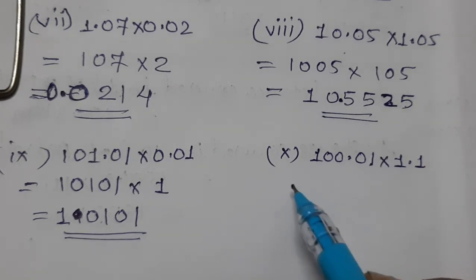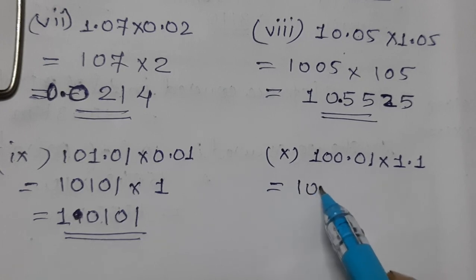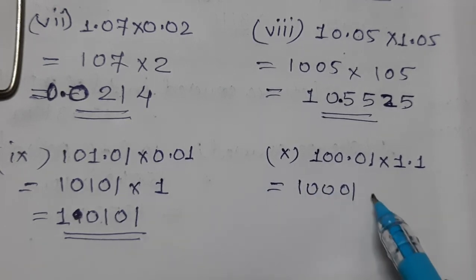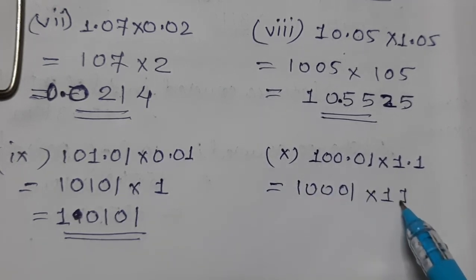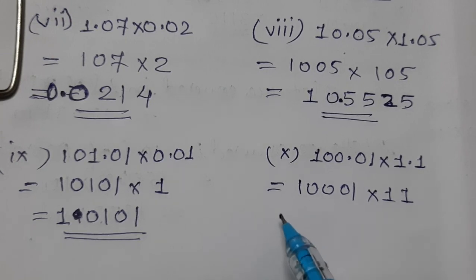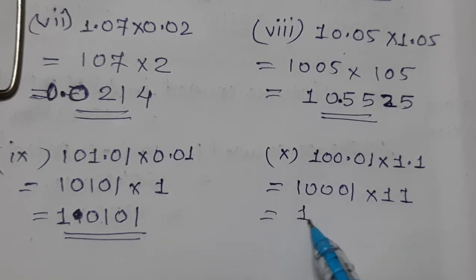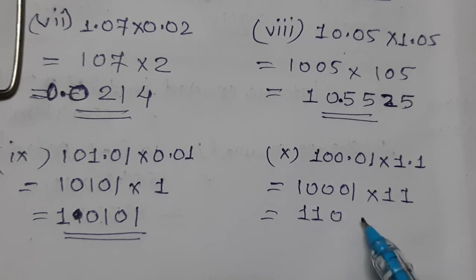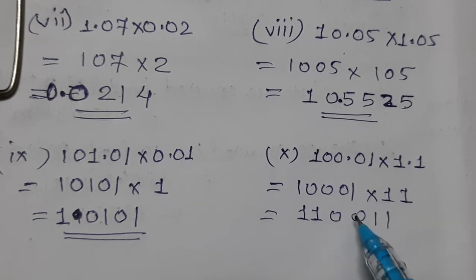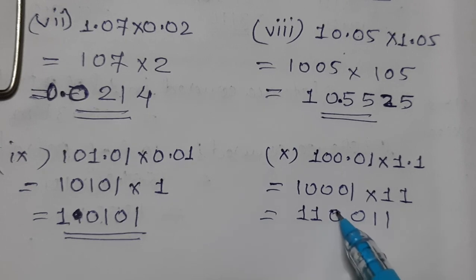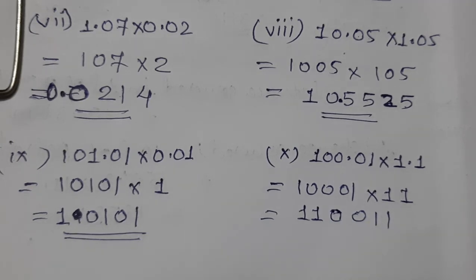Now see the last question. Again we have to multiply in the same way. Ignore the decimal. 10001 into 11. Simply we have multiplied. So let's multiply them. 110011. We have multiplied. If you don't know multiplication, you can do it in a rough column. After this, just count the decimal. 2 plus 1, 3. So 1, 2, 3.